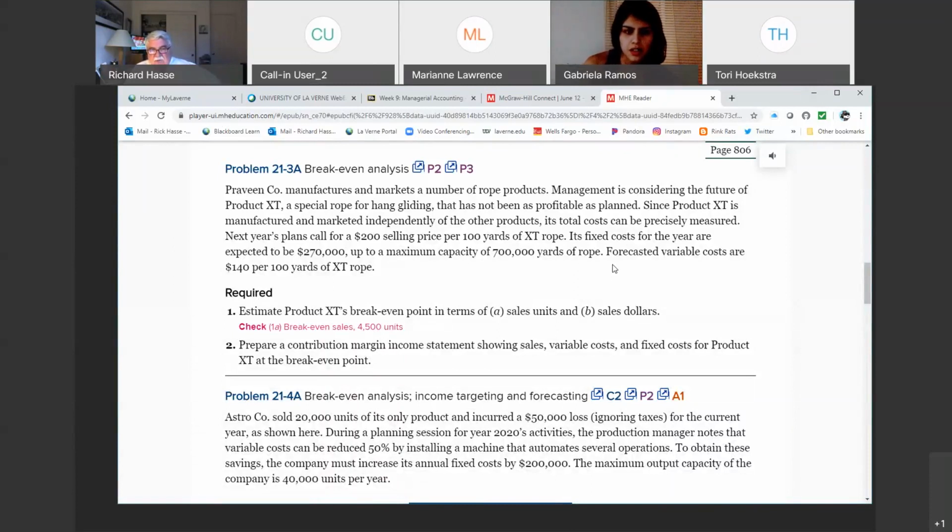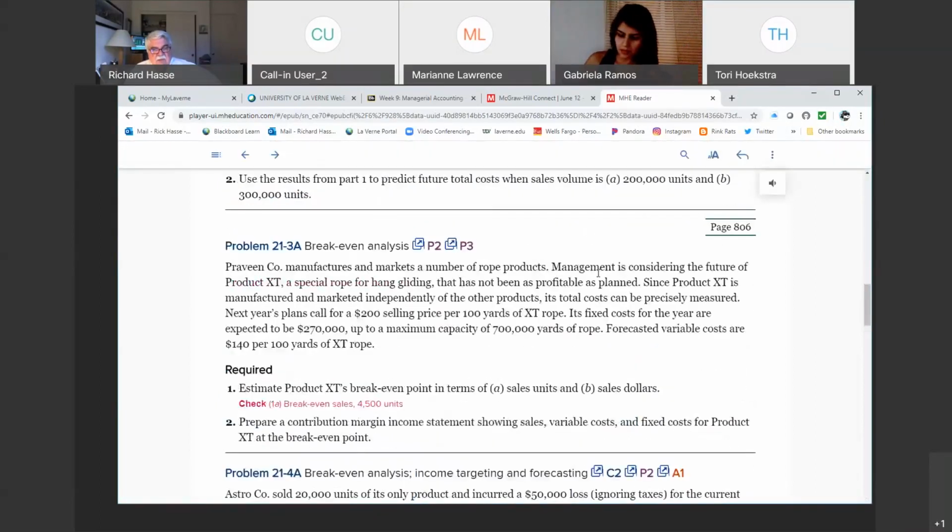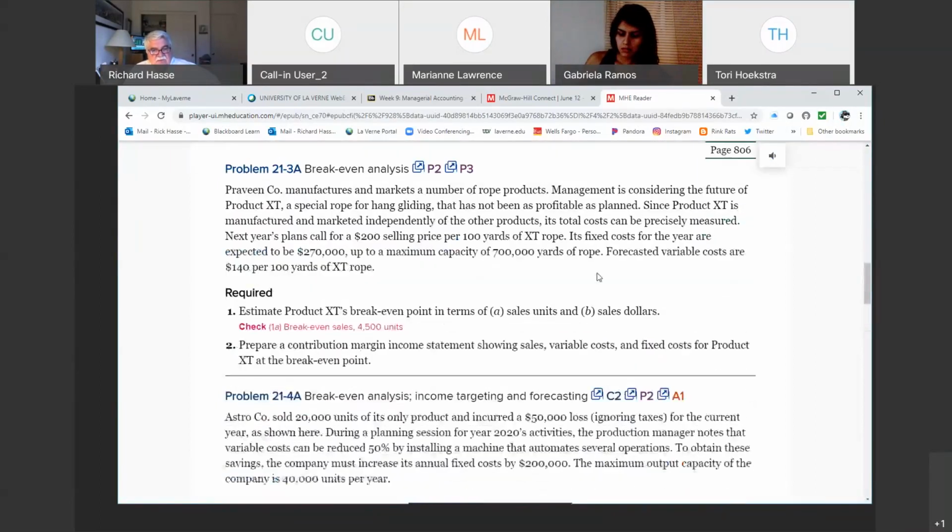Well, let's try to figure it out, okay? We know a selling price is $200, and we know our variable costs are $140. What's the difference between 200 and 140? 60. Very good. And what percent is $60 of $200? Let me do the math for you. Excuse me. What percent is $60 of $200?